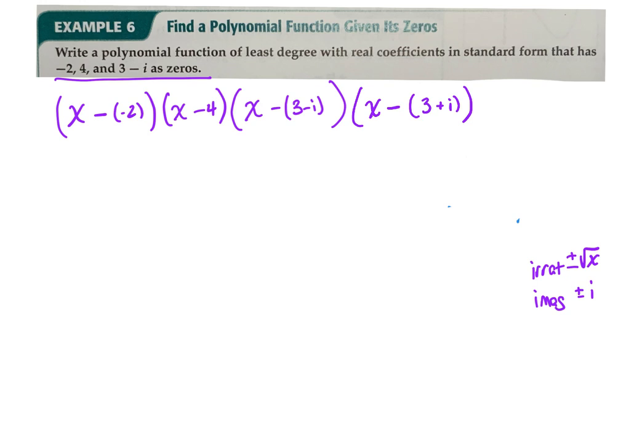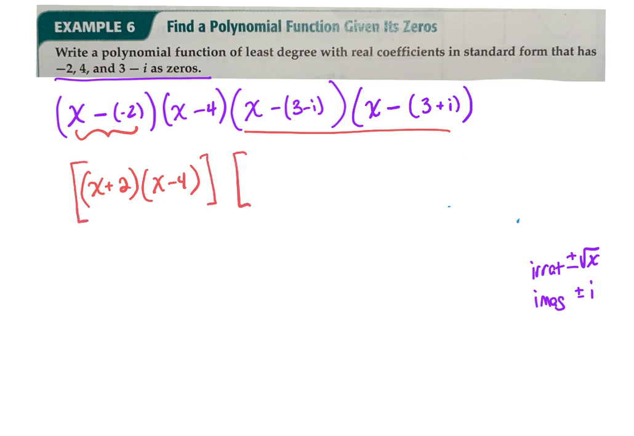And here, you are going to have to FOIL all of this. All right? So, make it as simple as possible. X minus a negative 2 is x plus 2. And I'll show you how to pair it up to make it a little easier. And x minus 4. All right? And I actually leave these alone because sometimes it's easier to FOIL it when you leave them alone. So I FOIL this group here, and then I FOIL this group here. So let's do this together.